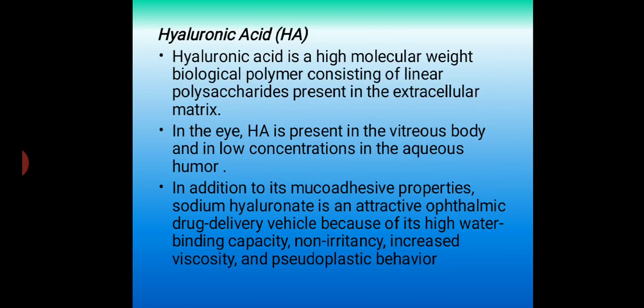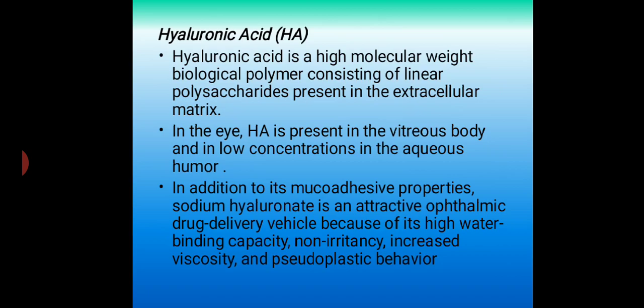Now let us discuss some of the main polymers we utilize for development of drug delivery systems. The major one is hyaluronic acid. It is a biological polymer consisting of polysaccharides, and it is present in the eye, in the vitreous body at lower concentration. Along with its mucoadhesive properties, sodium hyaluronate is the main ophthalmic polymer that is majorly used for development of drug delivery systems. Why? Because of the water binding capacity, non-irritancy, increased viscosity, and the pseudoplastic behavior.